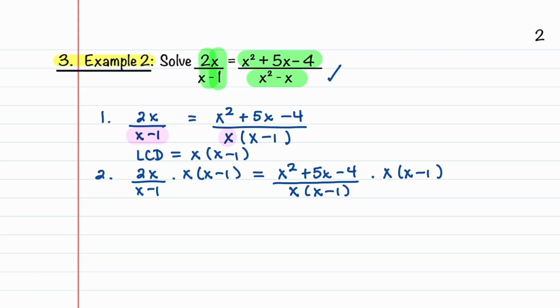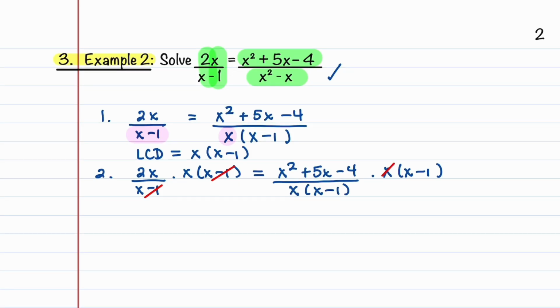Before we go on to solve this equation, let's go ahead and cancel out some factors. Notice on the left that we have an x minus 1 that cancels. And then on the right, we have an x that cancels, and then an x minus 1 that cancels. Our step 3 then is to just go ahead and solve this equation. Let's multiply out on the left. We have 2x squared, and then on the right, we have x squared plus 5x minus 4.